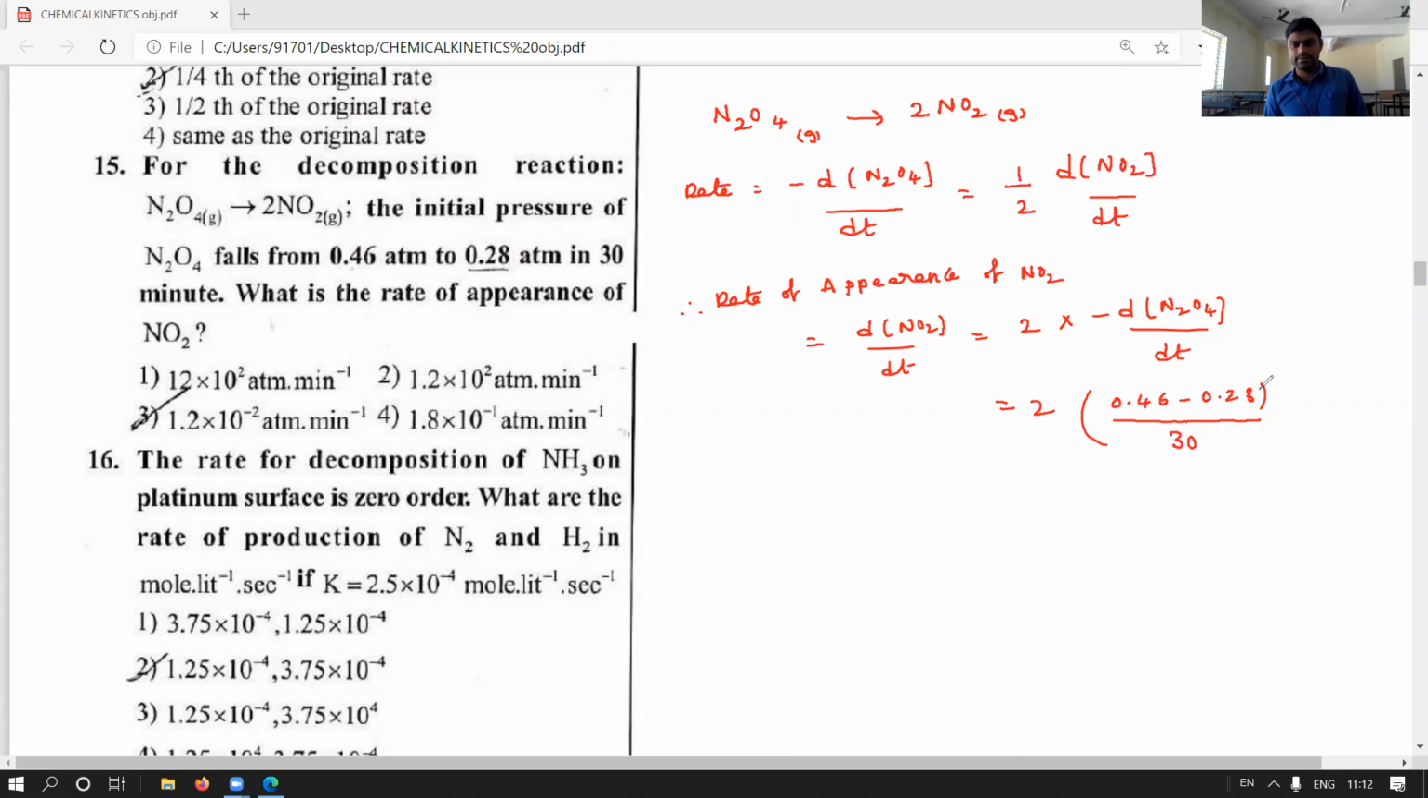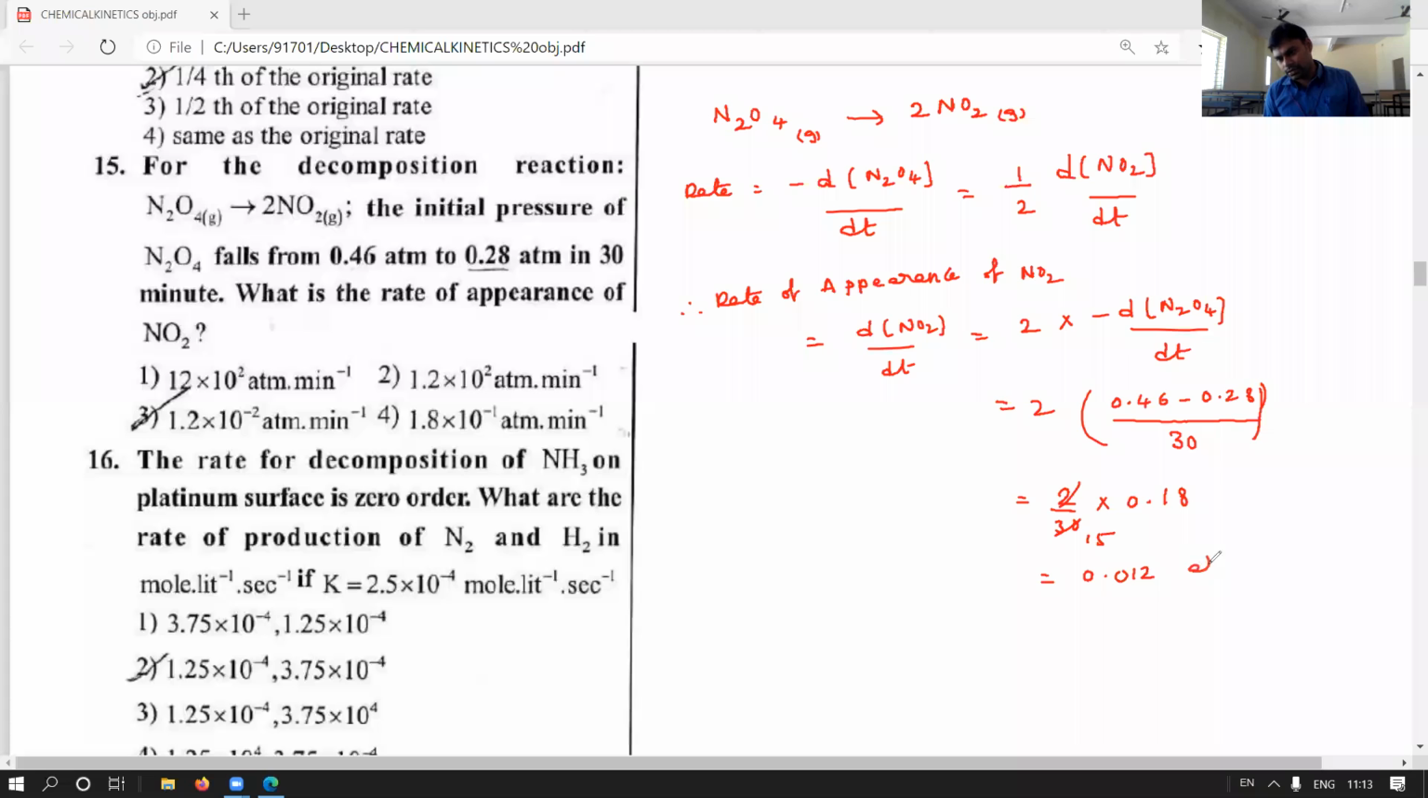At 30 minutes time they gave. Now this value is 2 by 30 into 0.46 minus 0.28, the value is 0.18. On simplification, the 15 times will cancel, then it is equal to 0.012 atmosphere minute inverse.